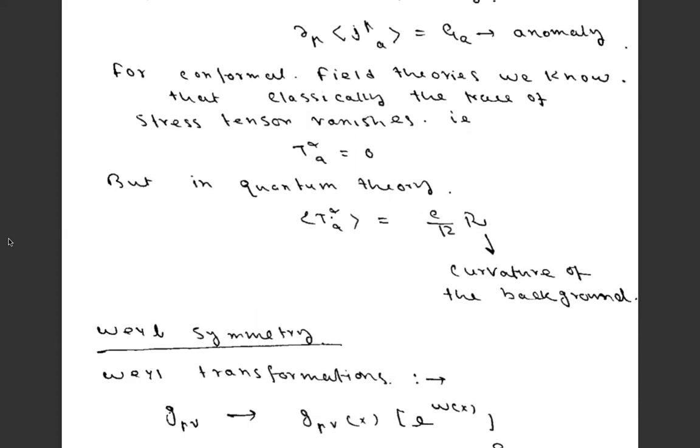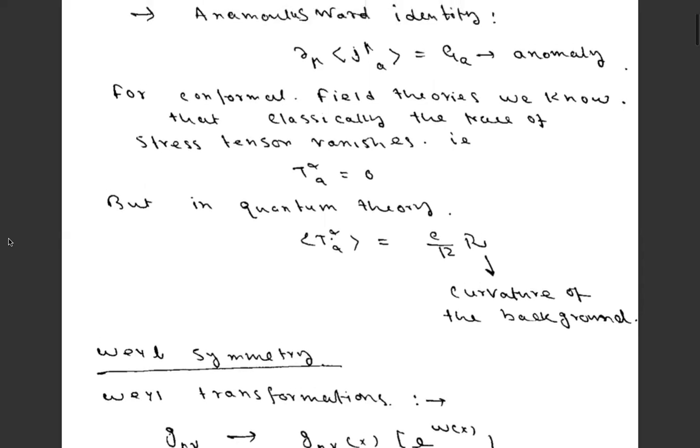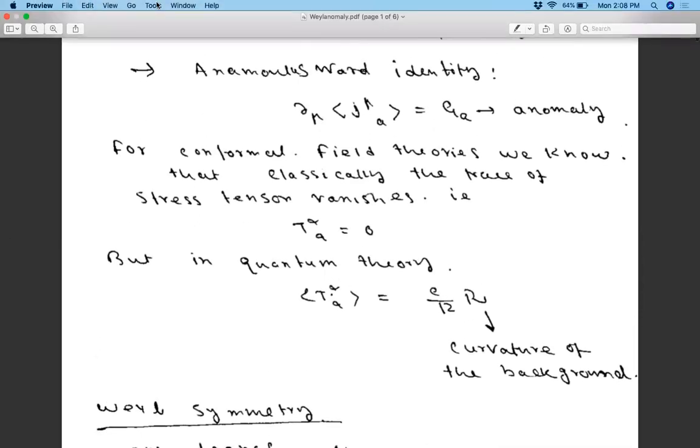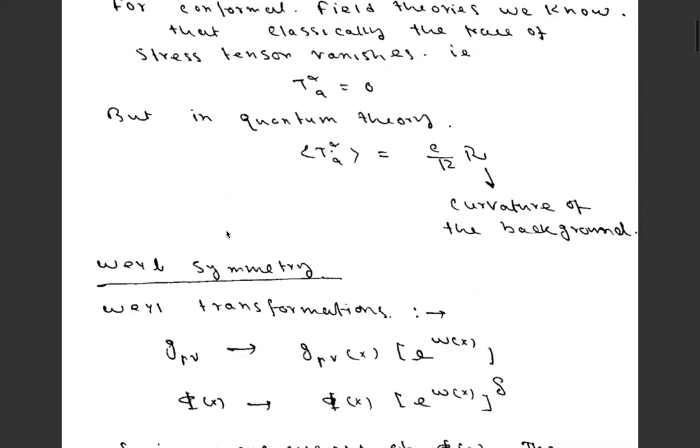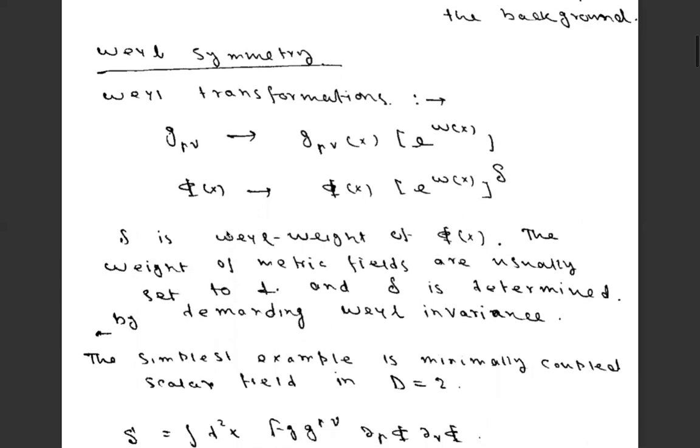There is more than one way to derive this expression. What I'm going to do is stick to the simplest one and derive an expression for this anomaly when the theory lives on a slightly curved background. I mean, we don't go far away from flat space. We'll see what we mean by that. Okay, so before deriving the anomaly, let's first understand what is meant by Weyl transformations and Weyl symmetries.